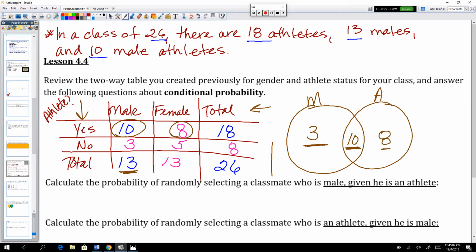And then remember that there's a possibility that you have a set number of people that are neither male nor athlete. That can be found here. Neither male nor athlete, that's outside of both circles.